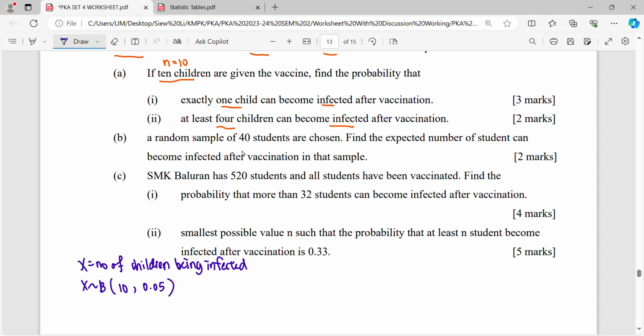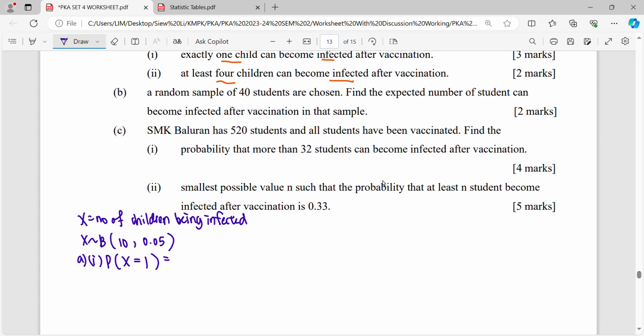Alright, so for question A1, exactly 1, so X will be equal to 1 child. For this we can use the formula 10C1 (0.05)^1 (0.95)^9, or if you want to use the table, you also can. So it will give you 0.3151. But if you're using the table, your working needs to read more than or equal to 1 minus more than or equal to 2 so that you can get exactly 1.